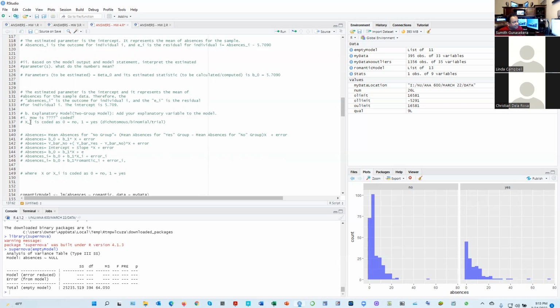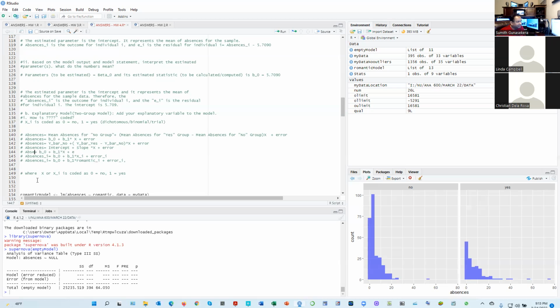X, as we said over here, would be either 0 or 1. So beta naught plus beta 1 times x plus error. Absences equals y bar no plus (y bar yes minus y bar no) times x plus error. That's the intercept plus the slope, and the slope is nothing but this difference, plus error. Absences equals b naught plus b1 times xi plus error i.